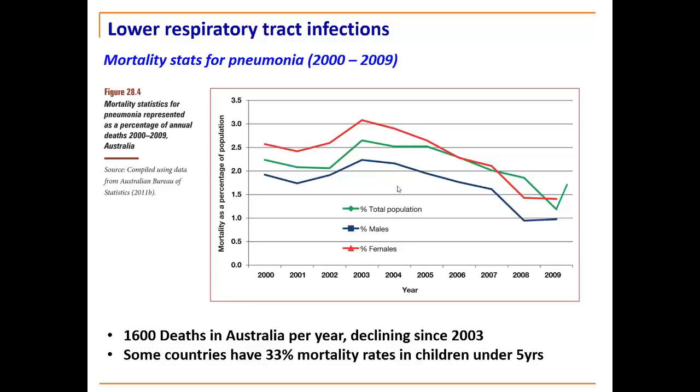So whilst Australia has got relatively few deaths and that's declining all of the time, some countries have got a lot more. So, for example, some countries got 33% mortality rates in children under 5, which is a huge number of people who can potentially die.